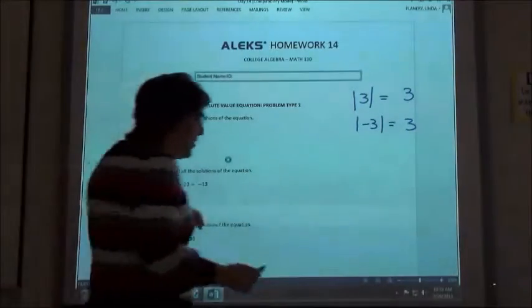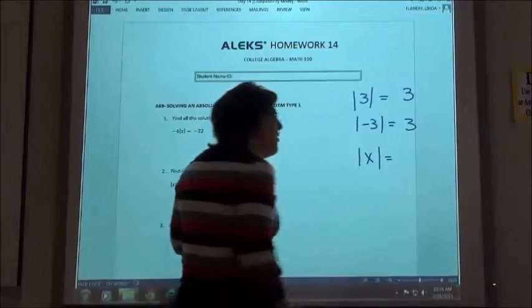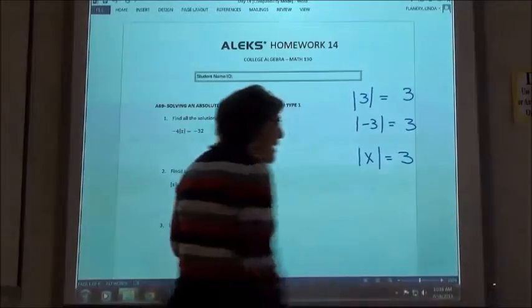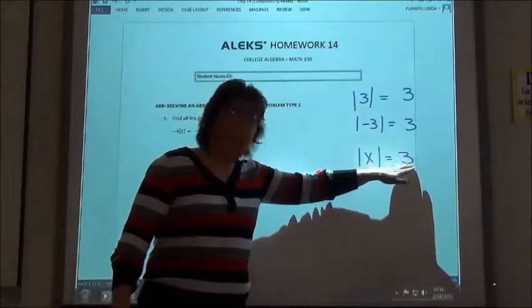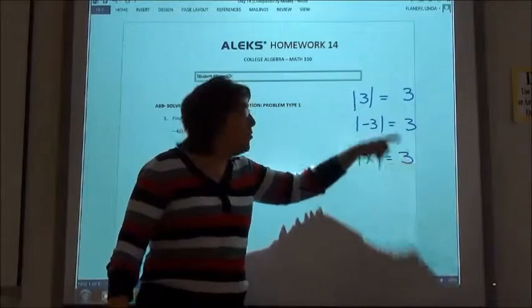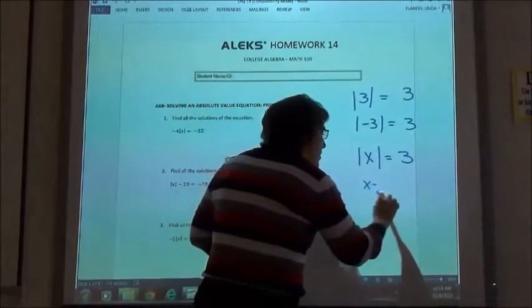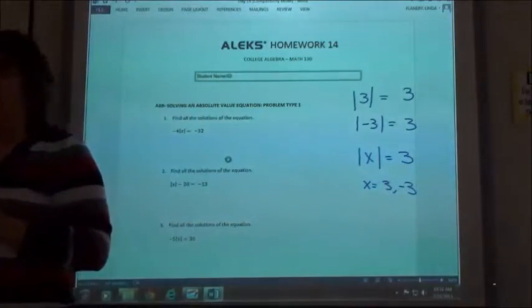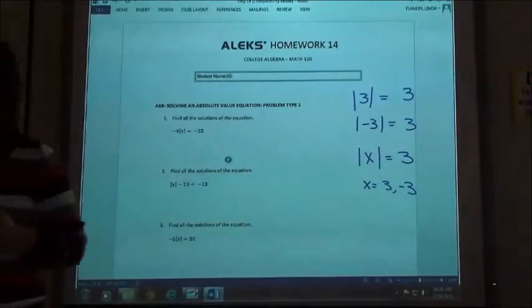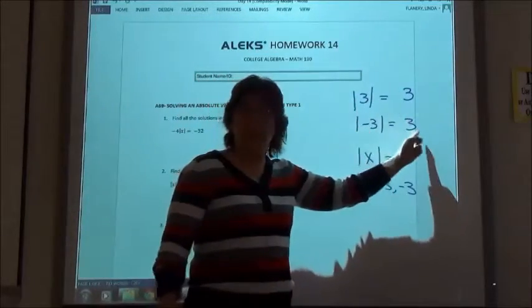So what's going to happen on these ones is you're going to end up with something like this. The absolute value of x equals 3. This is saying to you, what numbers are 3 places from 0 on the number line? Well, you actually have 2 values that work, right? Both 3 and negative 3 are 3 places from 0 on the number line. Because the absolute value of 3 is 3 and the absolute value of negative 3 is 3.